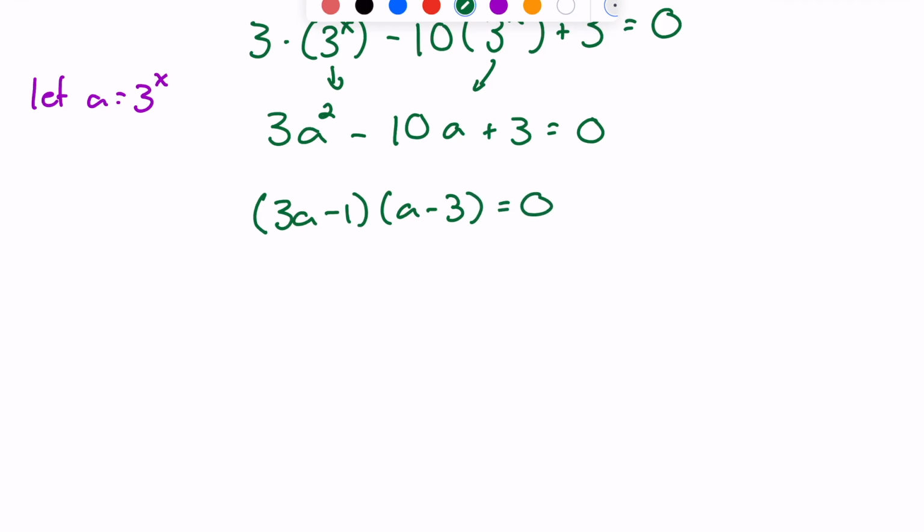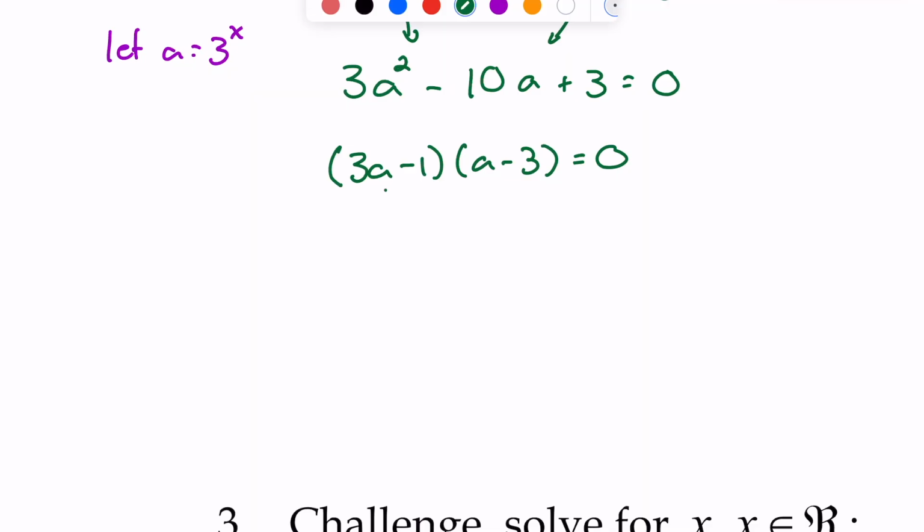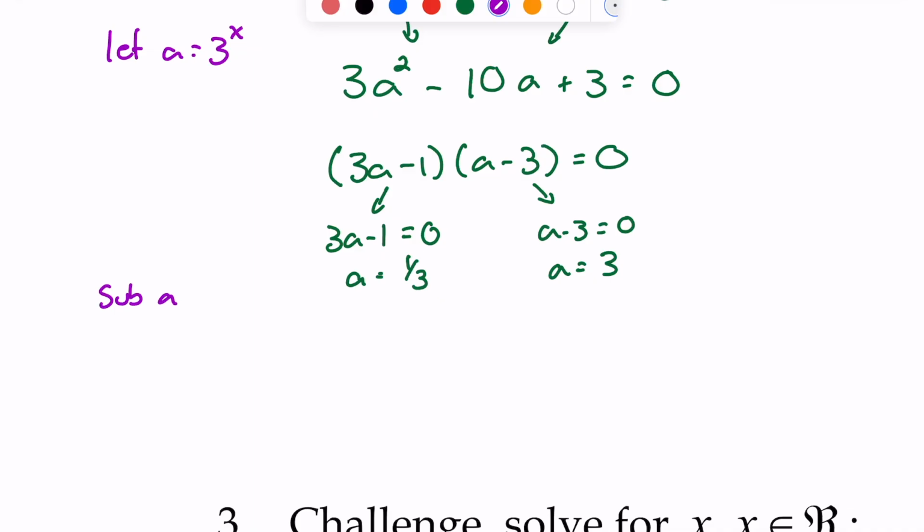So we have two possible solutions. We have the solution where 3a minus 1 equals 0, or we have the solution where a minus 3 equals 0. So a could either be 1/3 or a could be 3. But just as we did before, we don't care about a. I want to know what x is. So we have to sub back in. So sub back in a, and so 3x for a. So we have 3x equaling 1/3. And we have 3x equaling 3.